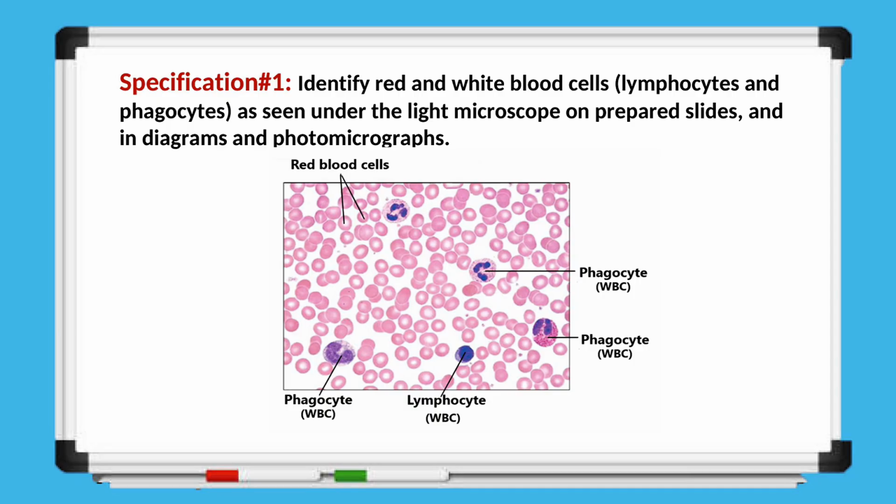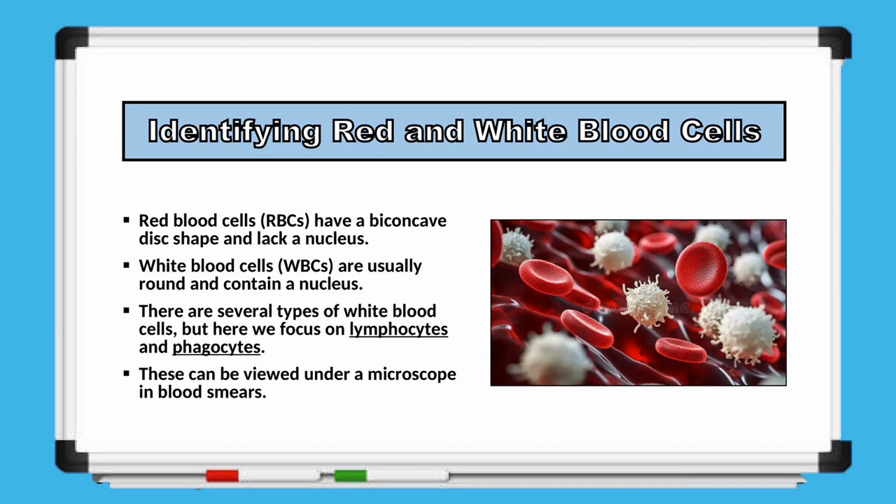So, let's begin. To identify red and white blood cells, we first look at the key structural features. Red blood cells have a distinctive biconcave disc shape and do not contain a nucleus, which makes them easy to recognize. White blood cells, on the other hand, are generally round in shape and do contain a nucleus. Although there are many types of white blood cells, for this topic we focus specifically on lymphocytes and phagocytes. These cells, along with red blood cells, can be clearly observed when examining blood smears under a microscope.